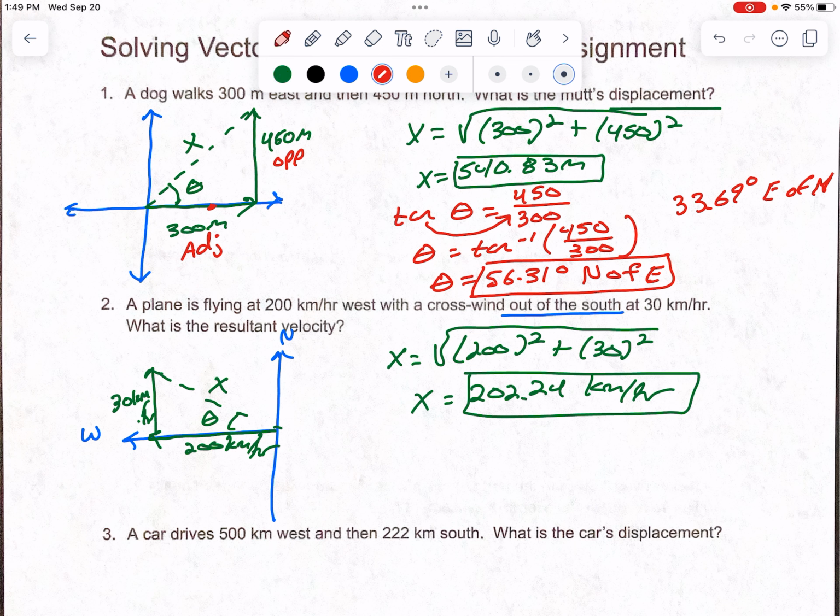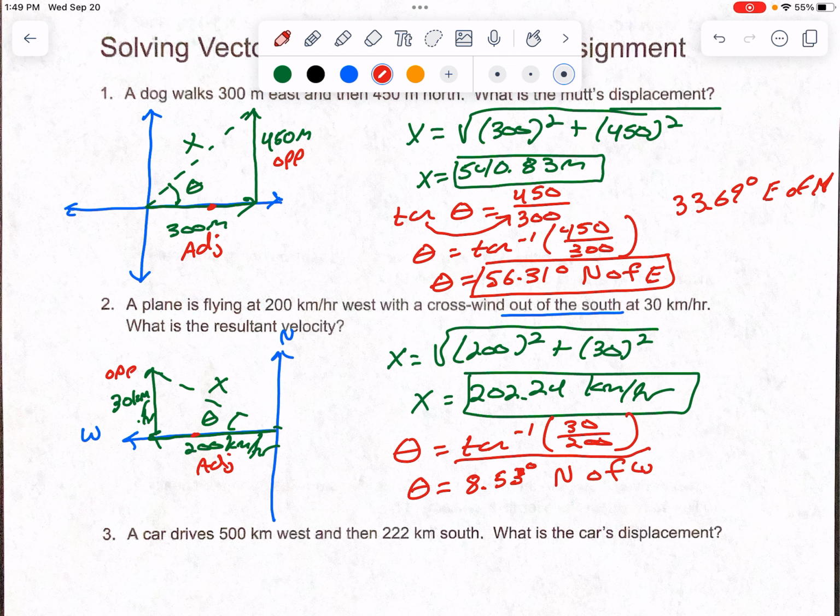Now we're going to find our angle. 30 would be our opposite, 200 would be our adjacent. I'm going to go ahead and skip a step. We know we got to bring that tangent over, so your angle is going to be inverse tangent of opposite, which is 30, over adjacent, which is 200. That is going to give us an angle of 8.53 degrees, and it's touching the west line. So that's your last letter, so it's going to be north of west.